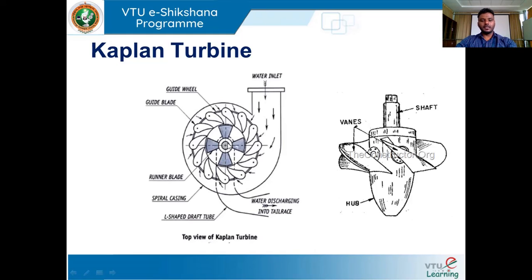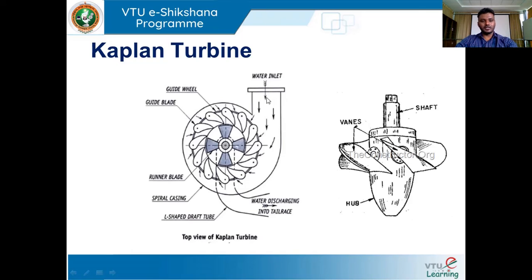Along with that, here we'll make use of L-shaped draft tube. So in Kaplan turbine, we make use of L-shaped draft tube just to discharge low pressure water into a tail race, to prevent cavitation of a turbine blade. So coming to different components of Kaplan turbine, it consists of a casing, which is a spiral casing.